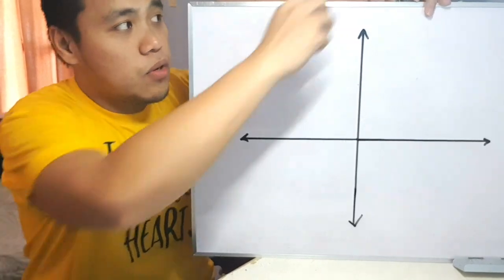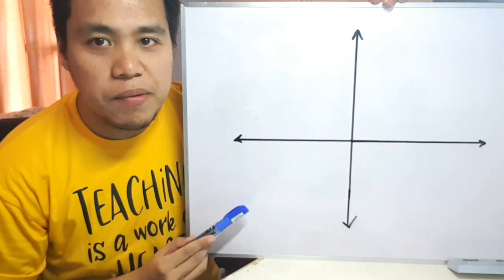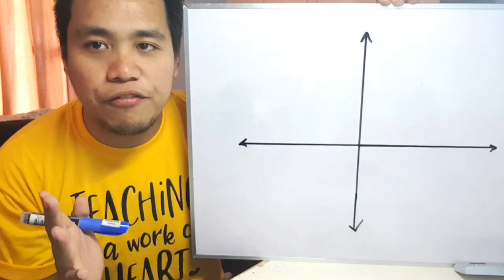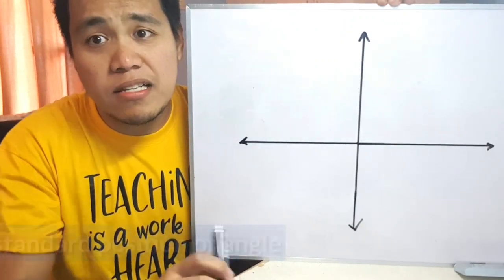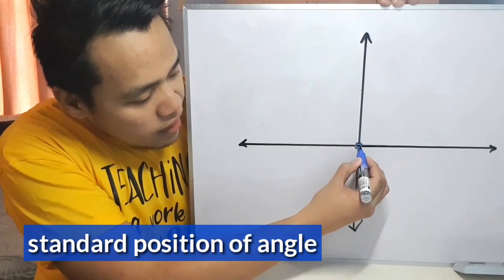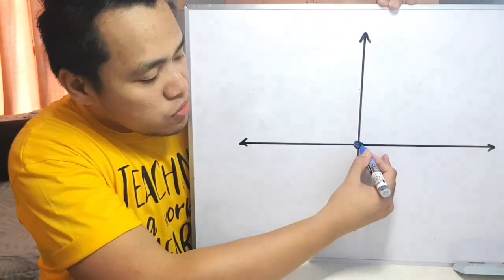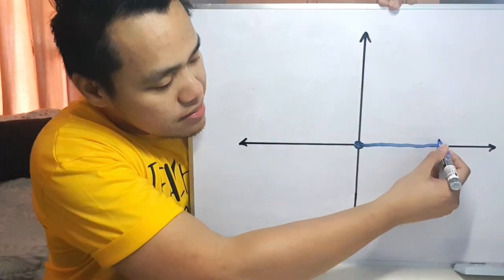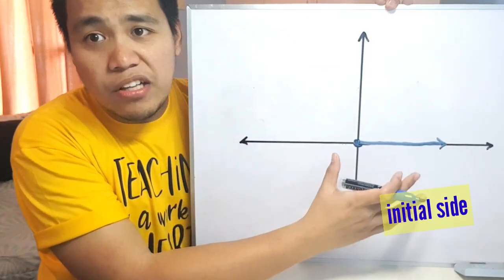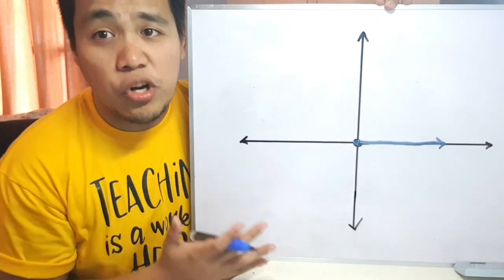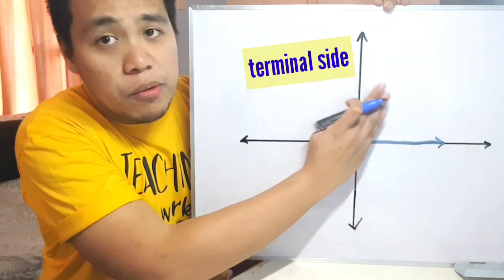So guys, eto na yung ating Cartesian plane. So ganun pa rin, we have the x-axis and the y-axis. So meron tayong tinatawag na standard form. So, yung standard form ng ating angles must be placed wherein yung ating vertex should be at the origin. Yung one side niya should be on the positive x-axis, which is called the initial side of our angle. While yung other side naman ng ating angle is called the terminal side. Yung magde-determine ng measure niya.